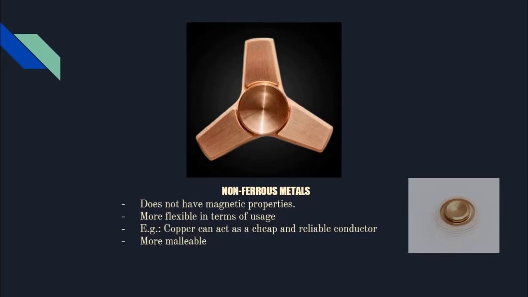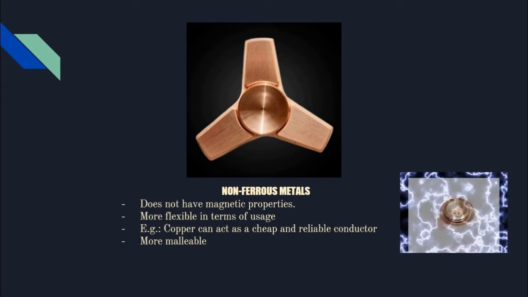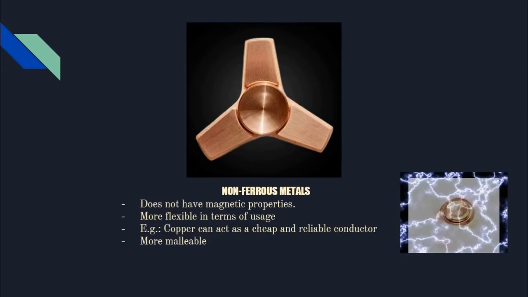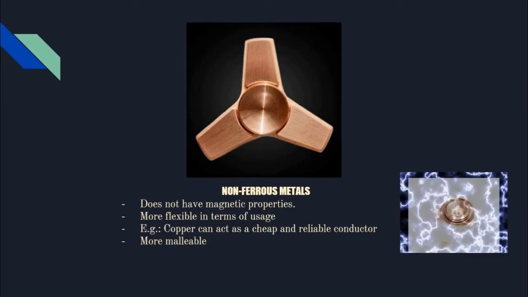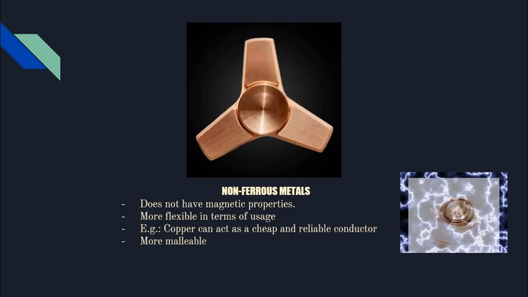Non-ferrous metals are more flexible in their use cases compared to ferrous metals. For instance, copper metal is used in wires for electrical conductivity. It is also used in CPU, Central Processing Unit, coolers, for its thermal conductivity and ability to dissipate large amounts of heat. Furthermore, non-ferrous metals are more malleable. This allows them to be shaped into any form.